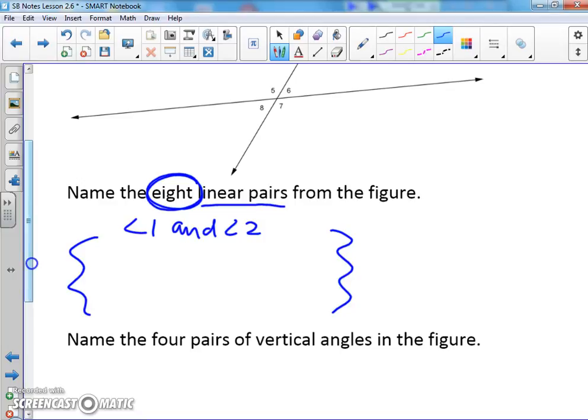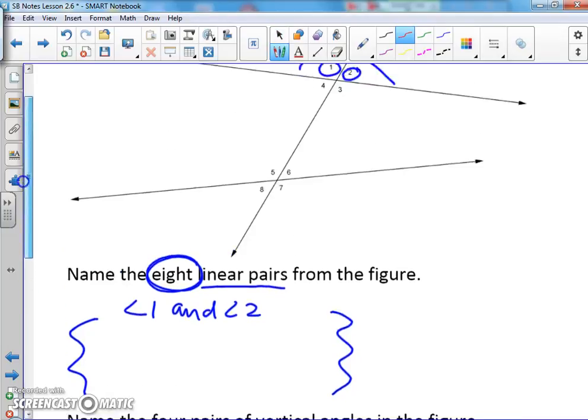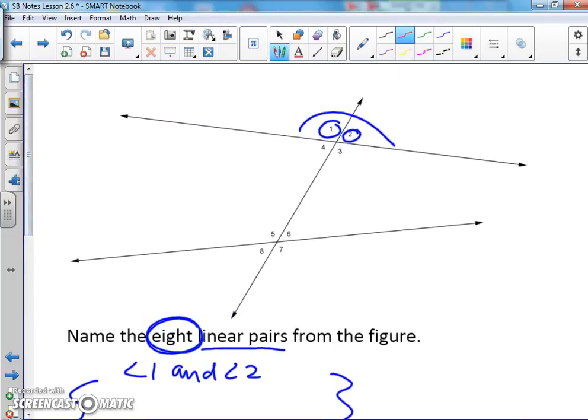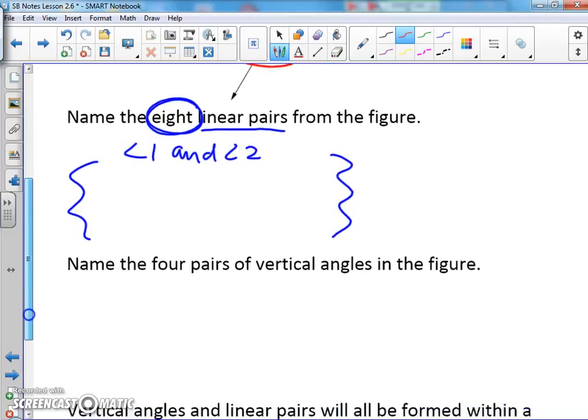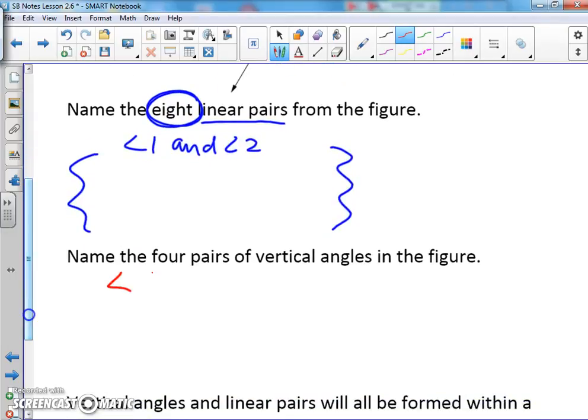Okay, so now let's talk about vertical angles. It's the same kind of idea. We already understand vertical angles. So for example, right here would be a pair of vertical angles. Vertical angles will always be found within a single cluster, and they're formed by your intersecting lines. So angle 5 and angle 7 would be a vertical pair.